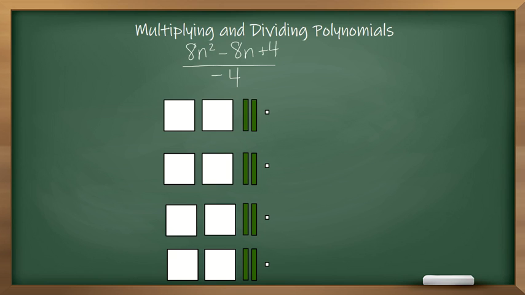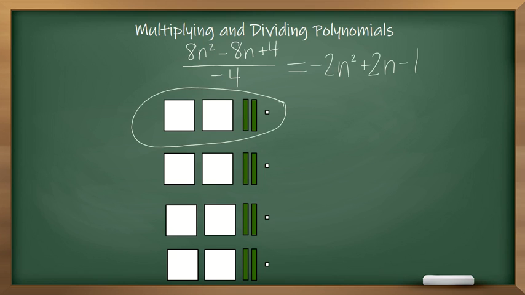And so our answer would be one of those groups, right? Because if we have a trinomial, we're dividing them into groups. When we're dividing, our answer is one group. So 8n squared minus 8n plus 4, all divided by negative 4, equals negative 2n squared plus 2n minus 1.